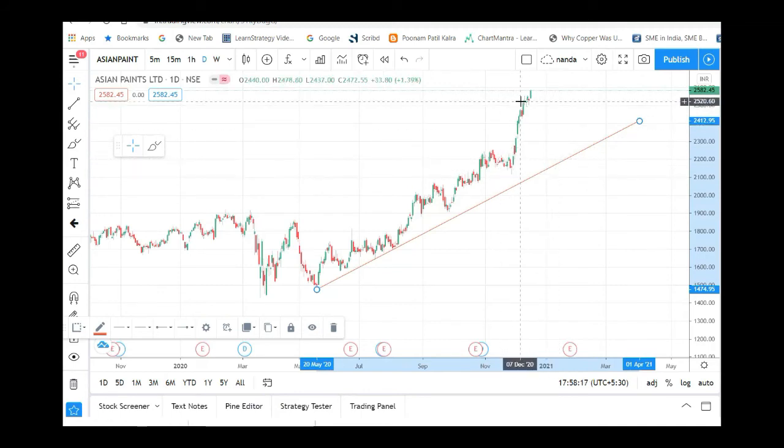Whenever it is going to break this particular trend line, that is when we sell. For example, say you bought this share somewhere around here and it has started moving up. You need to sell when it comes near this trend line and breaks it. At that time, you can sell this particular stock.